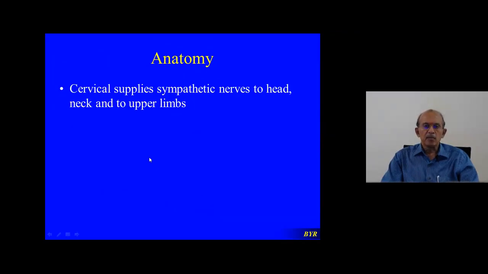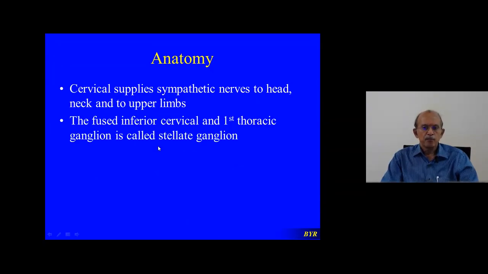Cervical ganglia supply sympathetic nerves to the head, neck, and the upper limbs. So the whole upper part, that means head, neck, and upper limbs, is supplied by the cervical ganglia only, those 3 ganglia. The inferior cervical ganglion and first thoracic ganglion are usually fused, and this is called the stellate ganglion. Now and then you get short notes on the stellate ganglion.